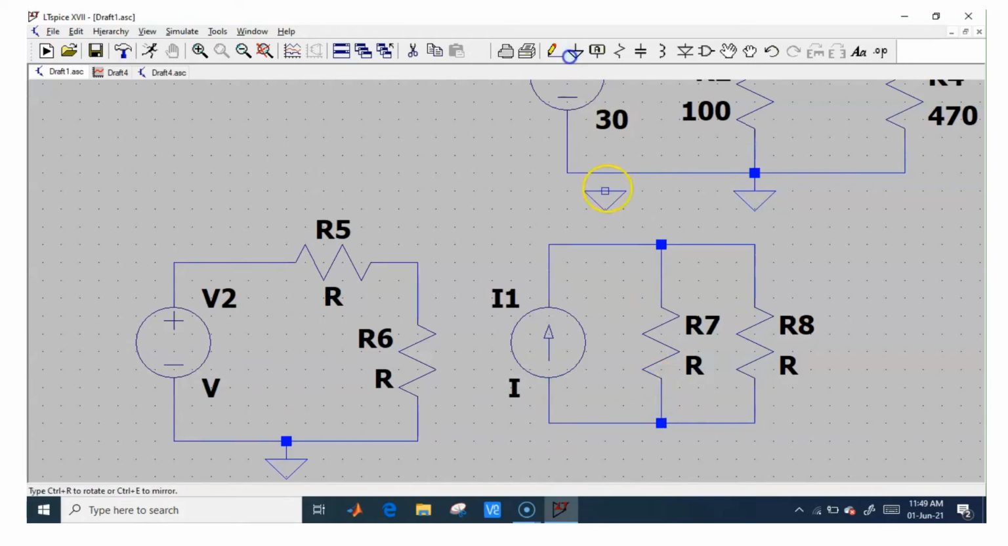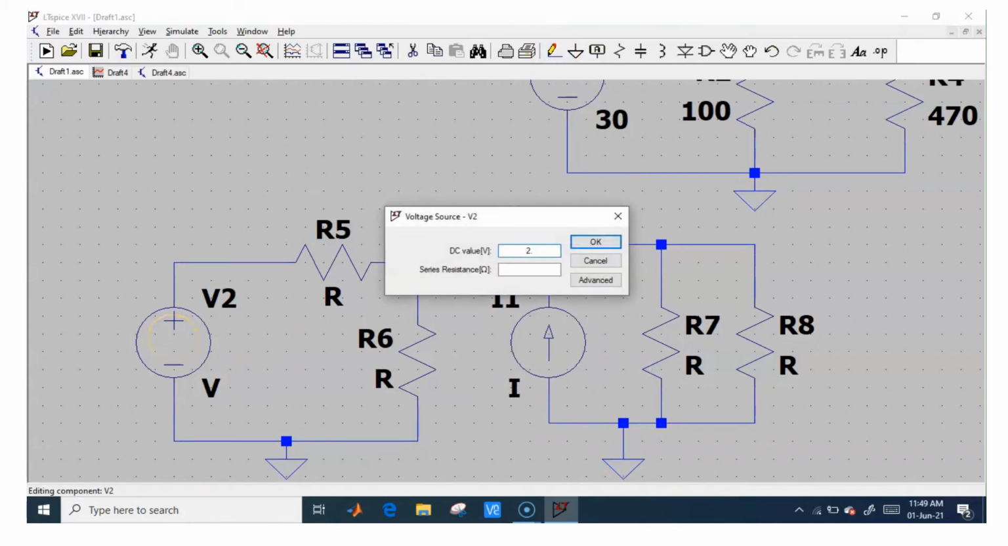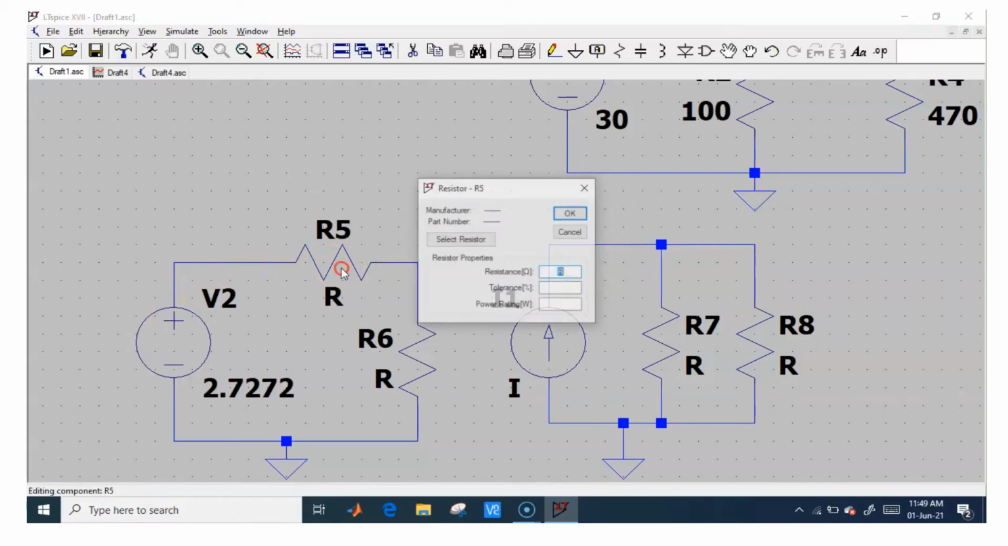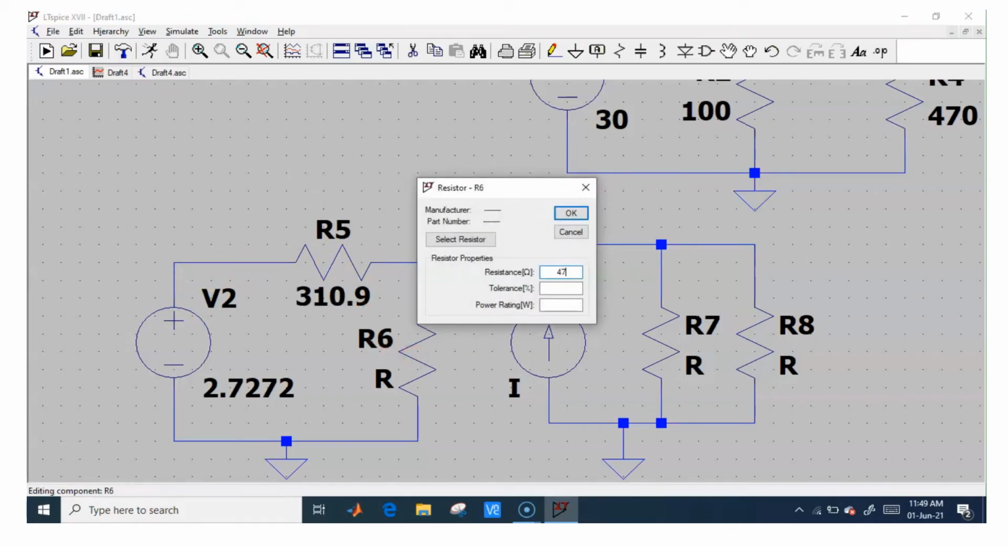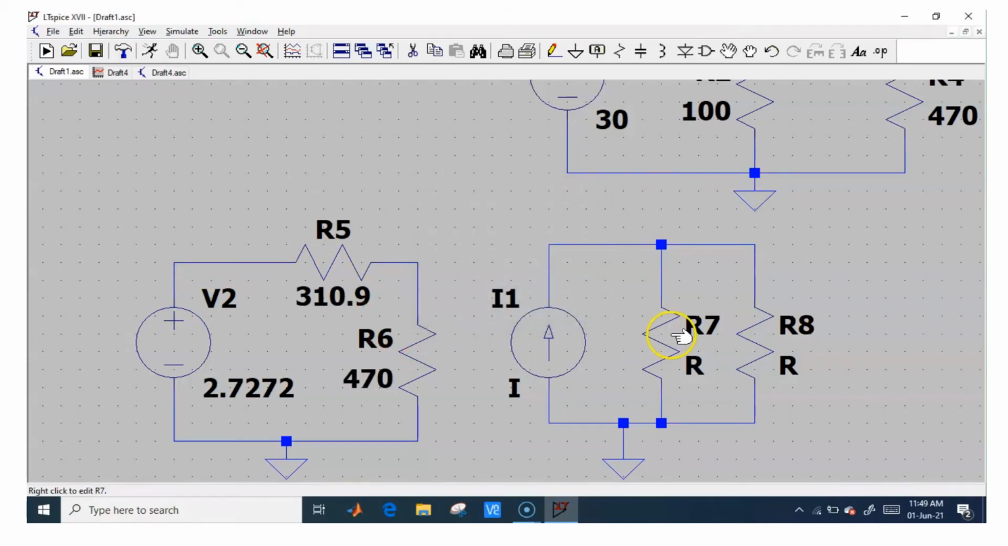Ground point is very important in each and every circuit. Let us give the values. What is our Thevenin voltage? We found that as 2.7272 volts. And the equivalent resistance we have found is 310.9, and the load resistance value is 470.